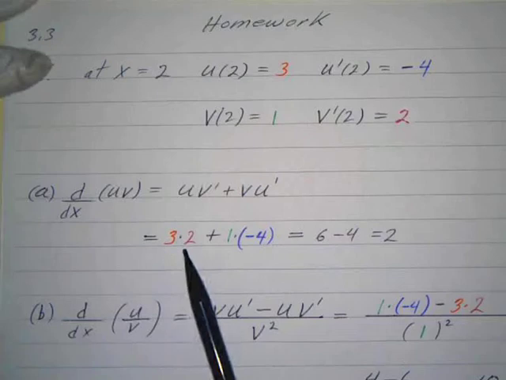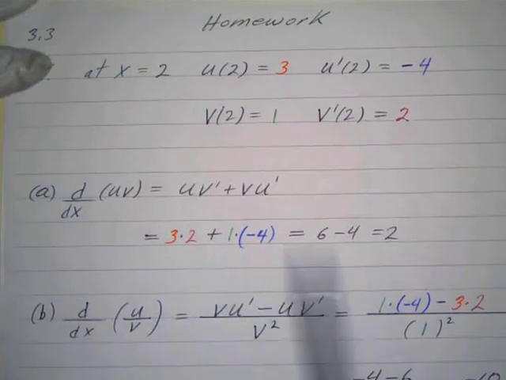3 times 2 is 6. Positive times the negative is negative 4 times 1 is negative 4. 6 minus 4 is 2, so that was the value.